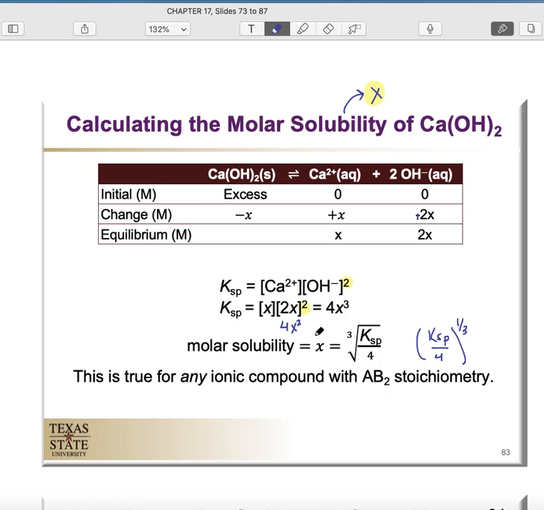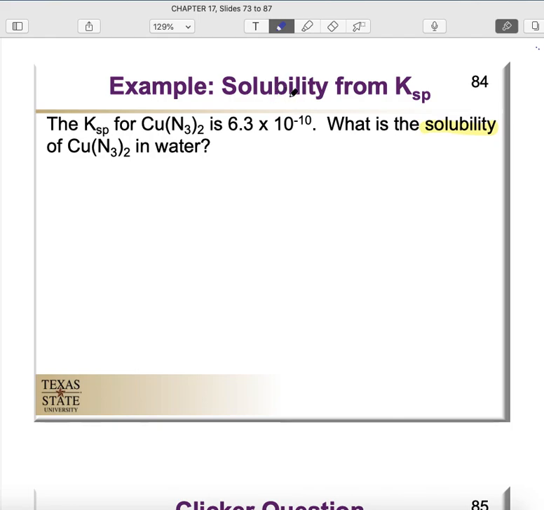All right. So this kind of process is exactly what we're going to do for any ionic compound. We're going to set up an ice chart where the reactant doesn't really matter. But for the products, we're going to have x if the coefficient is 1, 2x if the coefficient is 2, 3x if the coefficient is a 3. We then set up our KSP with the products only and we solve for x, where x is your molar solubility. We're going to be looking to find the solubility by utilizing the KSP.